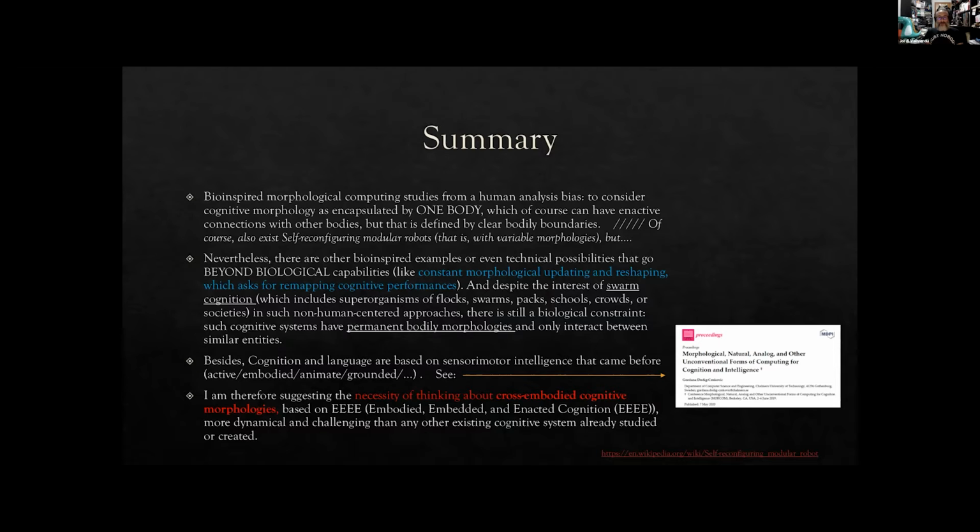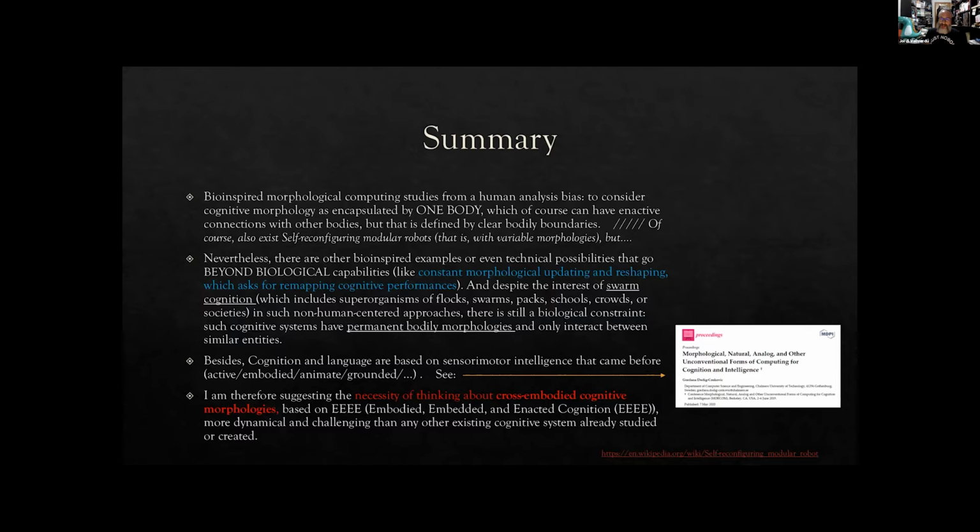So the important thing here is how we can use bio-inspired examples, but at the same time how it's necessary to go beyond biological capabilities. So, thinking about how these new kinds of morphological computing systems could be constantly reshaping, and therefore requiring even the reshaping of the cognitive process itself.